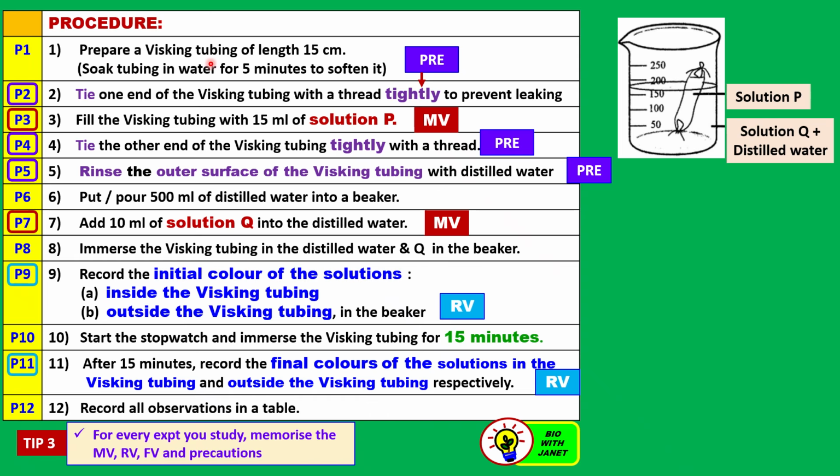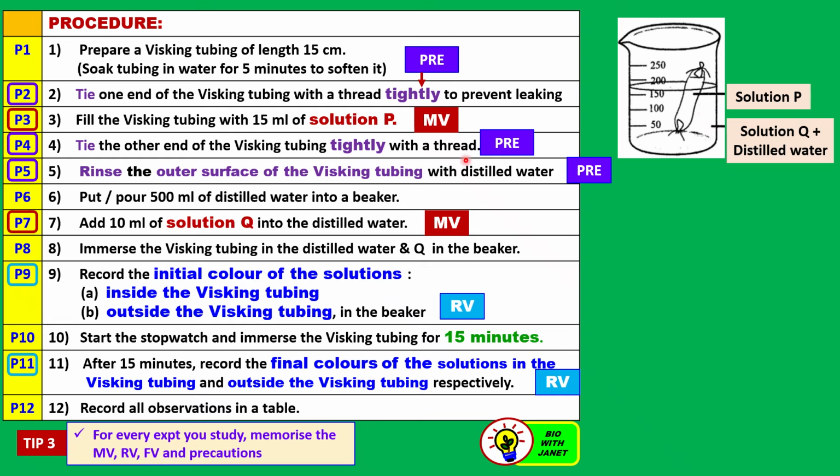Number 1, prepare a Visking tubing of length 15 cm. How to prepare? Soak the tubing in water for 5 minutes first to soften it, or for a few minutes. But not too long. So your time is quite fixed, so make sure that you are conscious about the time that you have, which is about 40 minutes to carry out the experiment and answer the questions, right?